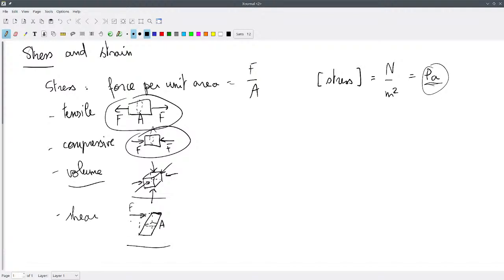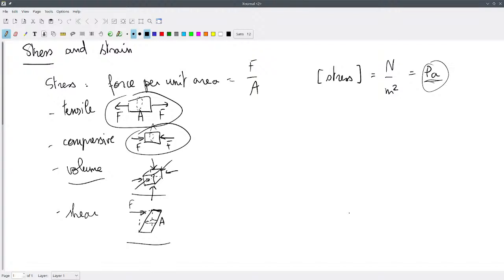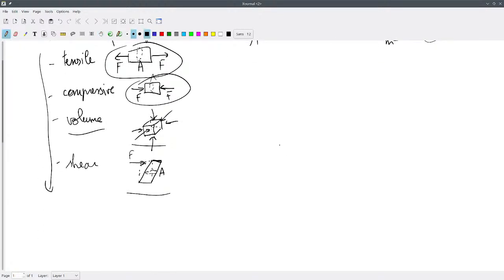So this stress, whether it's tensile or compressive, volume stress or shear stress, I mean, we immediately see in shear stress we've already introduced a deformation here, but the stress will cause a deformation of the object, or can cause a deformation of the object. So stress causes strain. That's the deformation of the object.